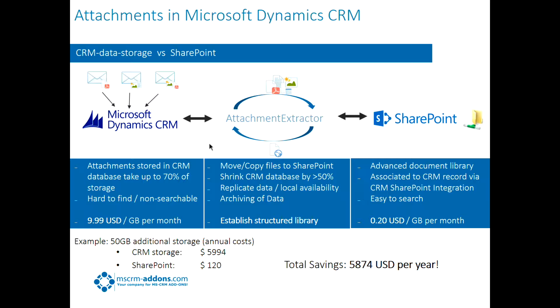Just a quick example here. Let's say I have 50 gigs of additional storage in CRM. That's basically going to cost me $5,994 total. With SharePoint, it's going to cost me $120. So if you do the math, it's a total savings of $5,874 per year, estimated. What that means is, by purchasing the Attachment Extractor tool, we usually find that people recoup those costs about 6 to 8 months into using the tool. So it's a really great way to save you money.